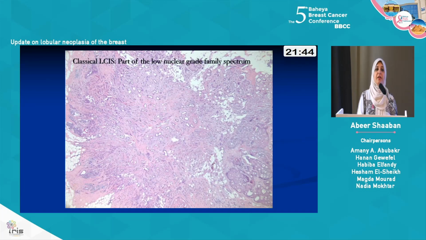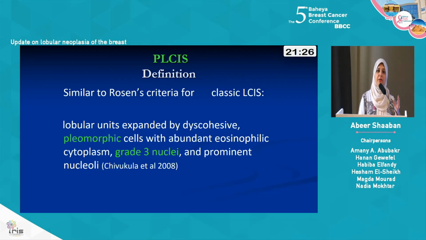Classic LCIS is a part of what we call the low nuclear grade neoplasia family, or what Rosen called Rosen's triad. So you get columnar cell change, including FEA, tubular carcinoma, low grade invasive ductal, and low grade DCIS. So you can get them together. If you find one, look for the others.